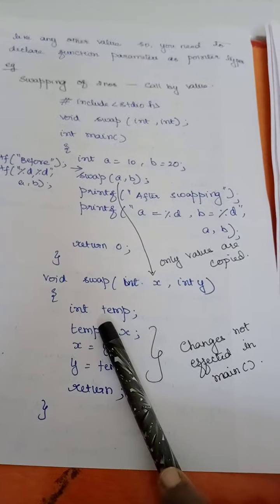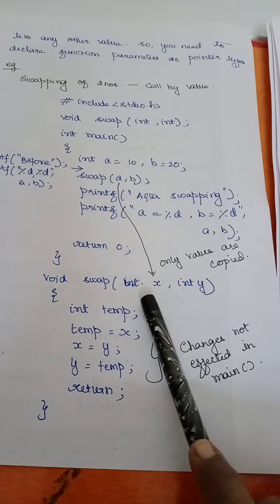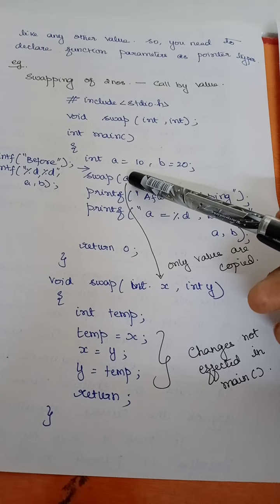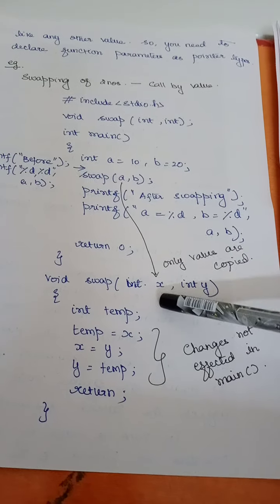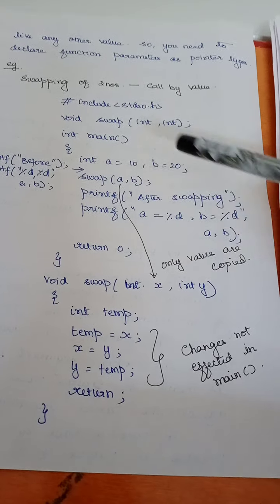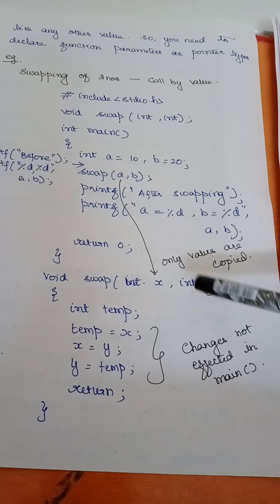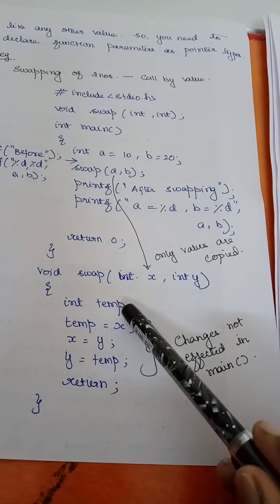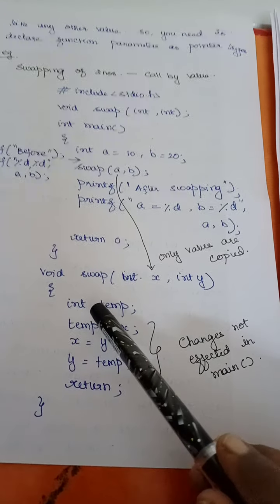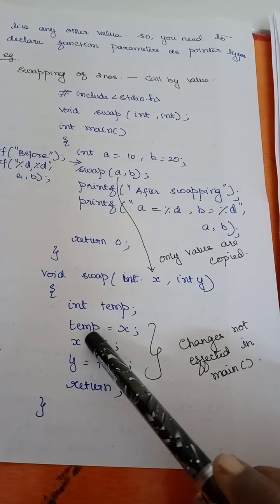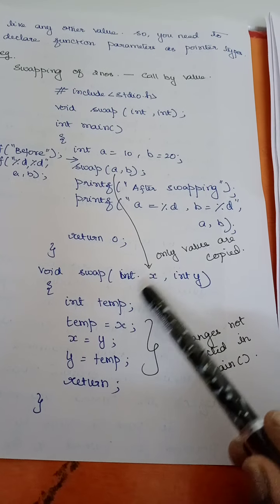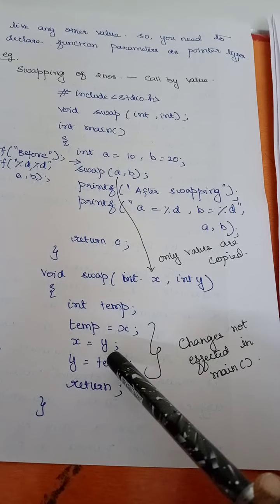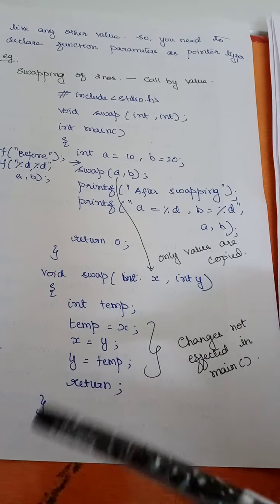In the function I have two arguments x and y. Here the value of a is copied to x, and similarly the value of b is copied to y. Now I am going to swap these two variables with the help of a temporary variable. So I have declared int temp. temp equal to x, so I have assigned x to temp, and I am assigning y to x. Now I am assigning temp to y.